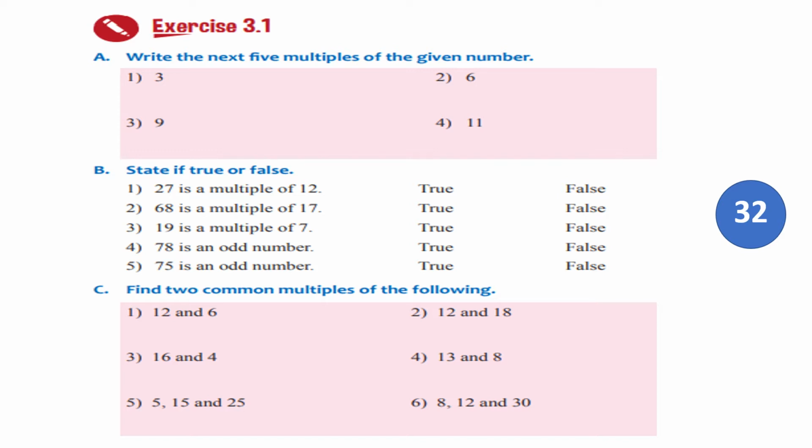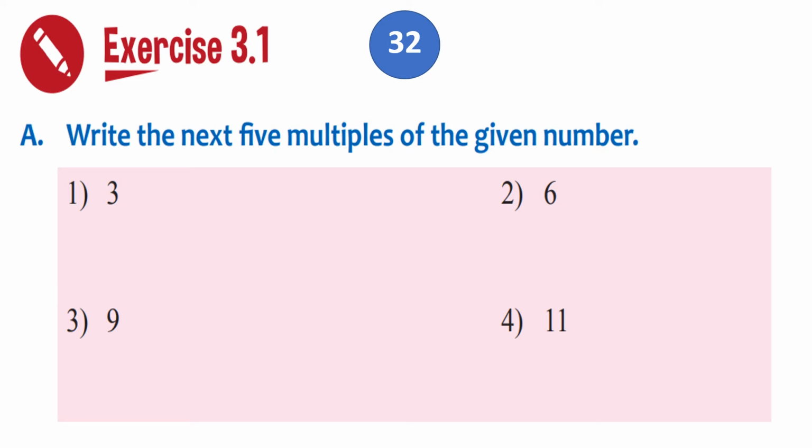For today, students, you are going to answer this exercise, page 32. Exercise 3.1. This is part A, part B, and part C. Okay, let's try to answer your exercise 3.1, page 32. Part A. Write the next 5 multiples of the given number. Only 5 multiples. The next 5.